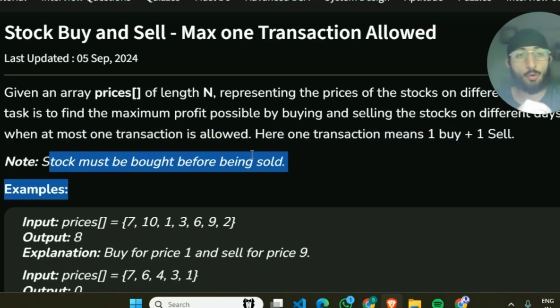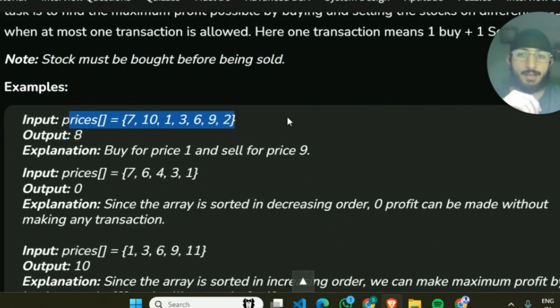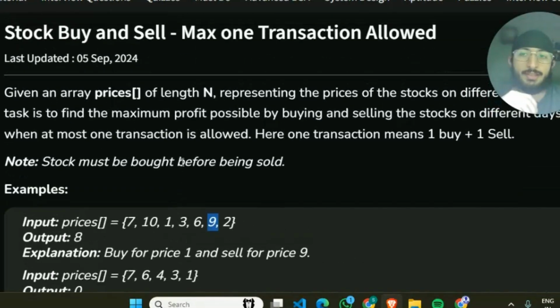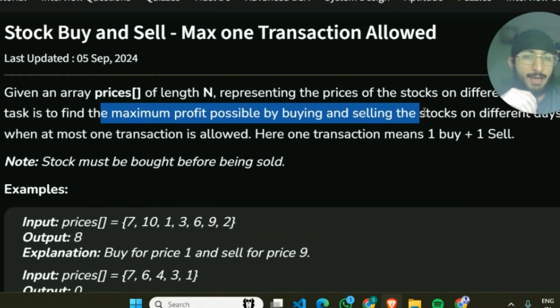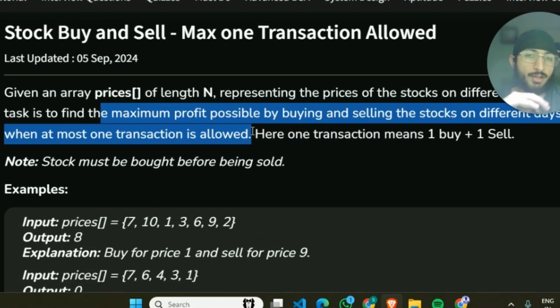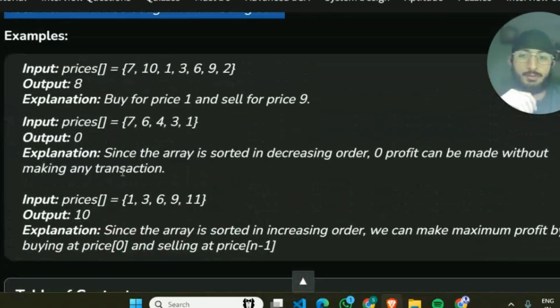Note the stock must be bought before being sold. So, for example, we have this prices array given to us: 7, 10, 1, 3, 6, 9, 2. Output is 8. Buy for price 1, sell for price 9. Basically, we need to get the maximum profit possible by buying and selling stocks on different days when at most one transaction is allowed, right?